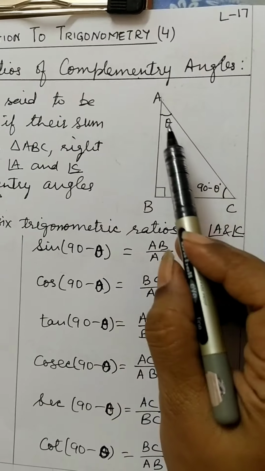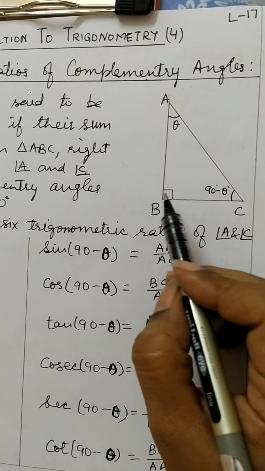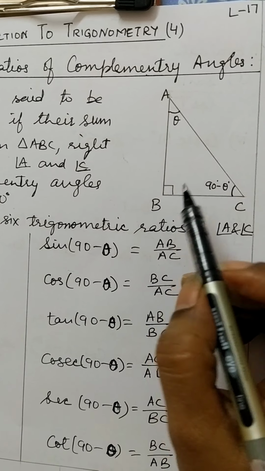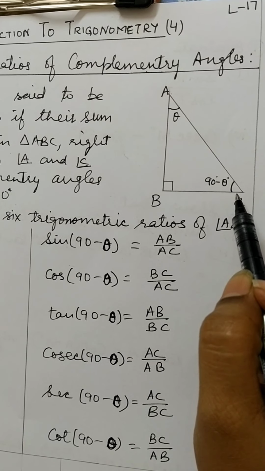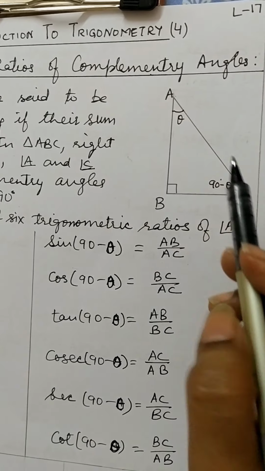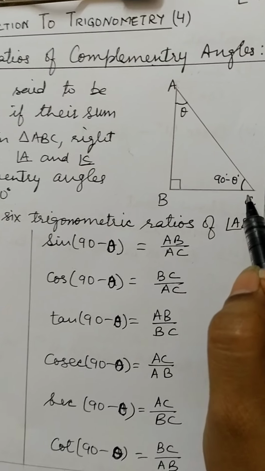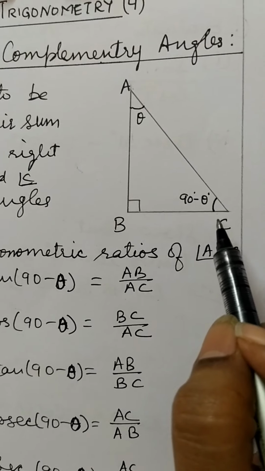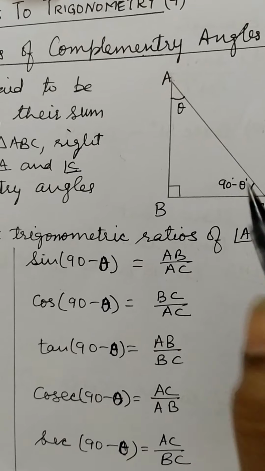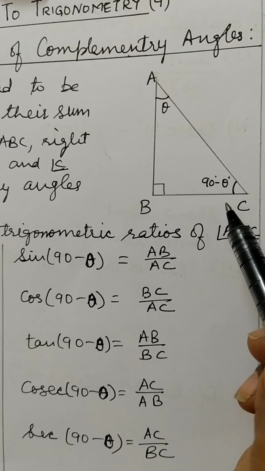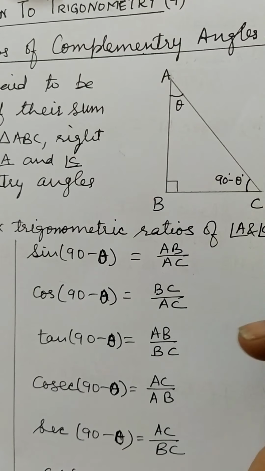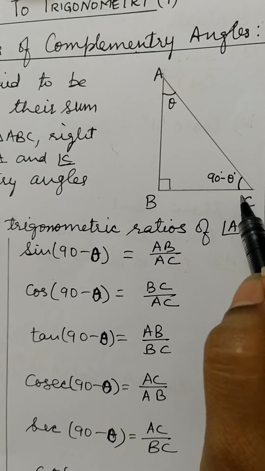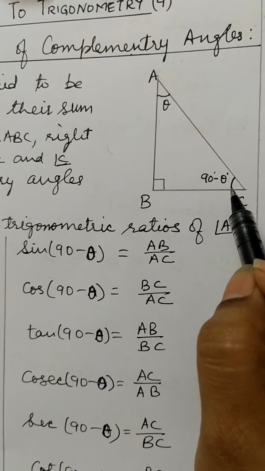If we consider a right triangle ABC, which is right angled at B, what will be the sum of angle A and angle C? Yes, 90 degrees. That means angle A and angle C are complementary angles. So we will see what the trigonometric ratios of these two complementary angles are. If we assume that angle A is theta, then angle C will be 90 minus theta.